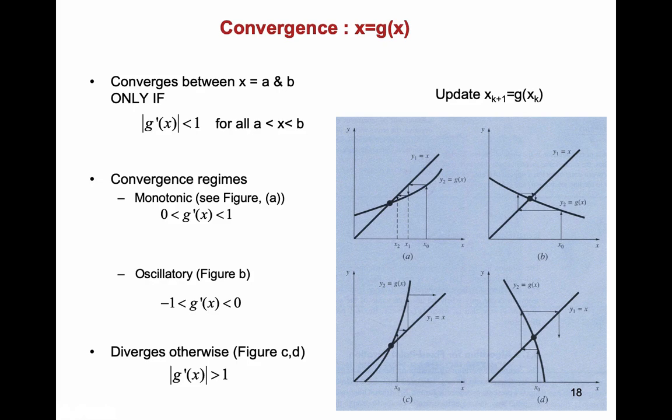So this process, if it works, great. Actually, it can work really quickly. But my g has to be appropriate. It's g prime of x, that's the slope of g, right? Has to be an absolute value less than 1.